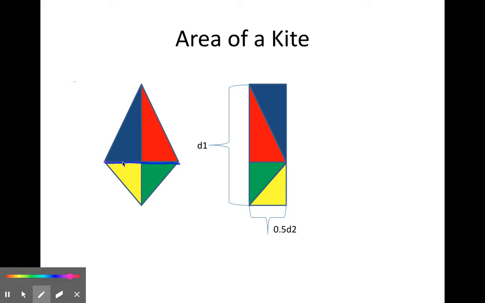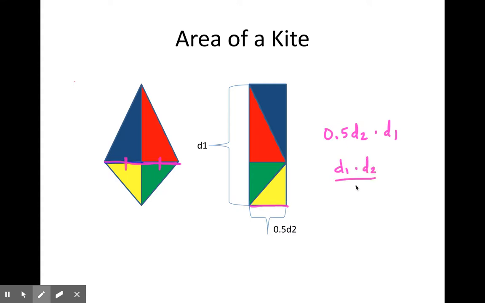So in other words, remember for a kite, this side is equal to this side. And so you'll notice that this base of the rectangle is only half. It's only one of these. So that's why we've got this 0.5 D2. So if we want to find the area of this rectangle now, we just do base times height. So 0.5 D2 times D1, but there's really just a better way to write this. We can just rewrite D1 times D2 and divide by 2. That's probably the best way to deal with this if you're actually calculating.